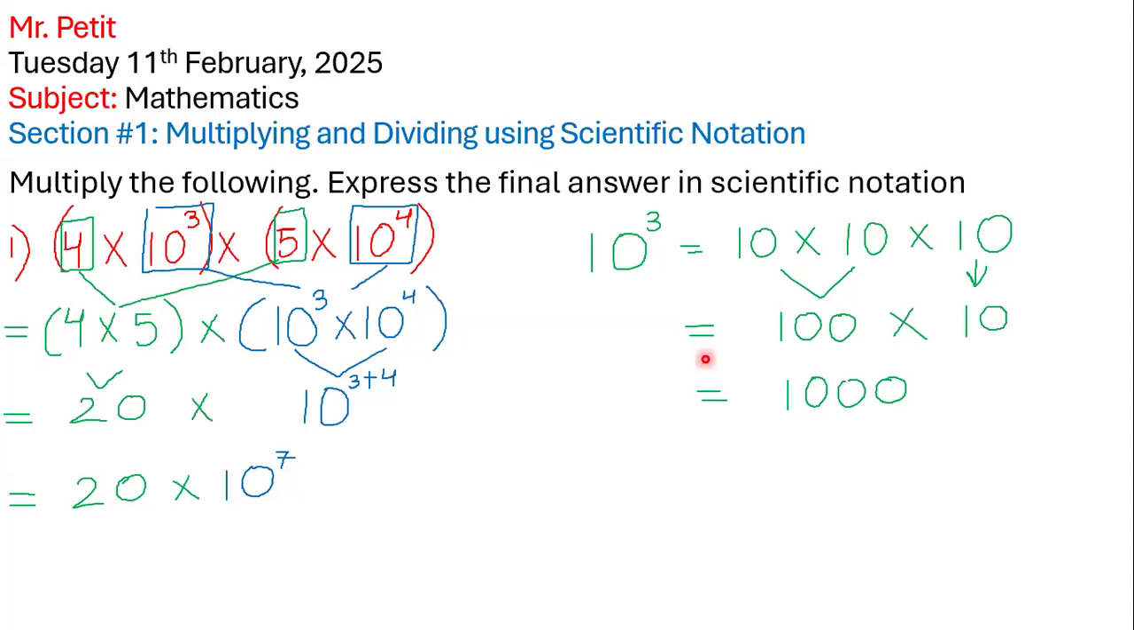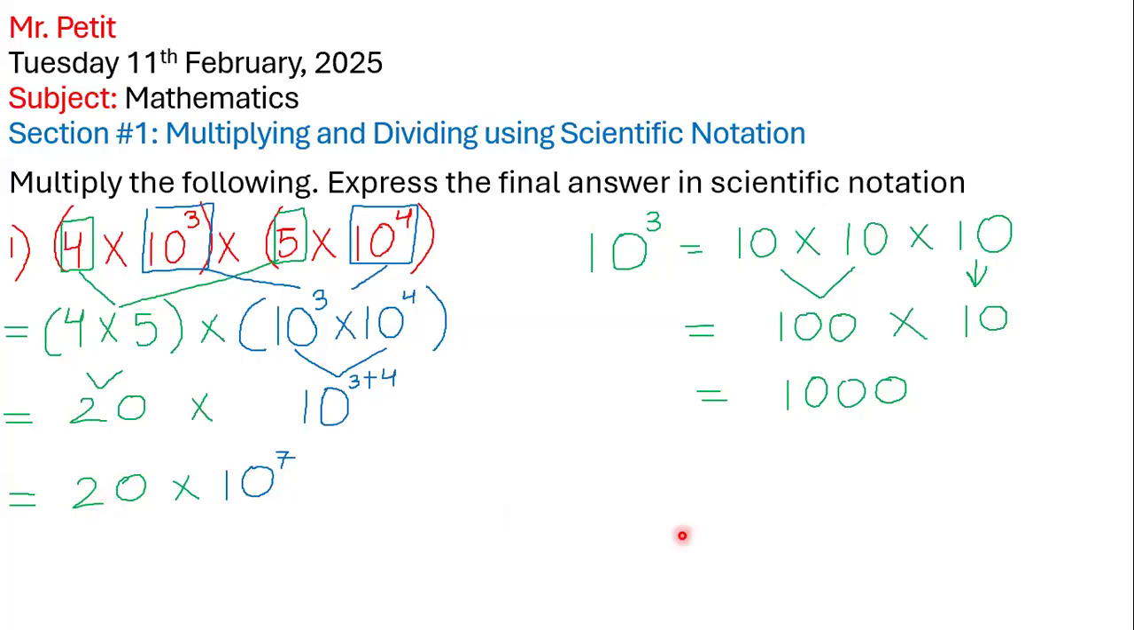Are we finished? Is it in scientific notation? No, sir. Why do you say no? Because 20 is too big. Scientific notation needs a number from 1 to 10. 20 is too big, right? So 20 needs to be shortened.